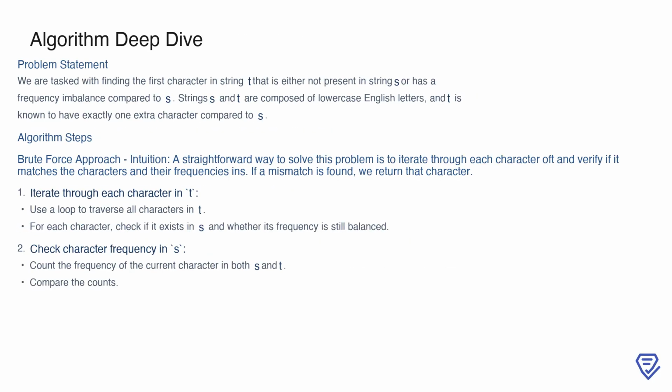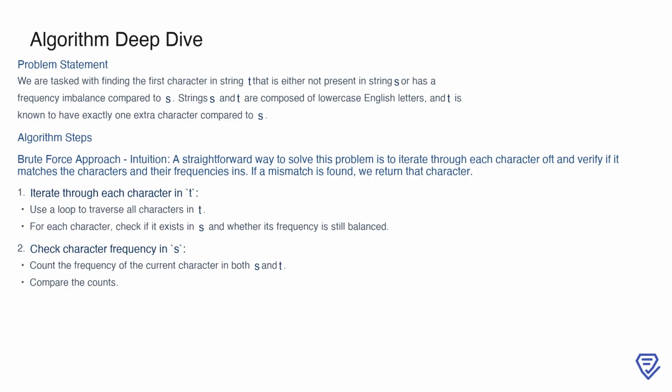In this problem, we need to find the first character in string T that is either missing from string S or appears more frequently in T than in S. Both strings consist of lowercase English letters, and we know that T contains exactly one extra character compared to S.